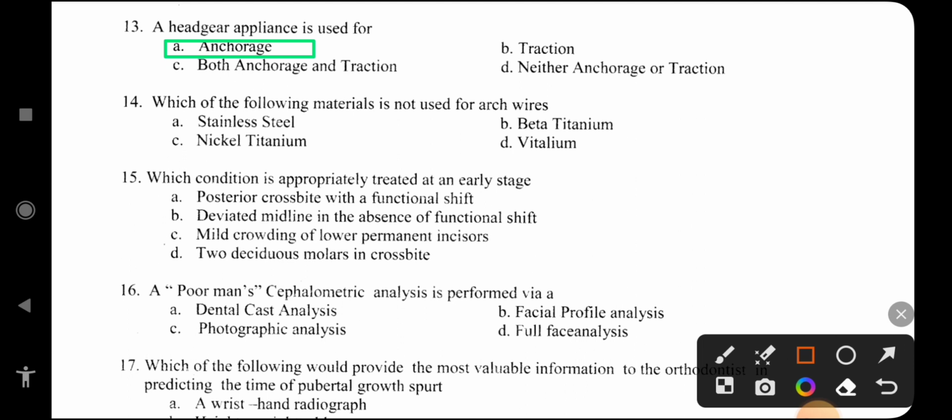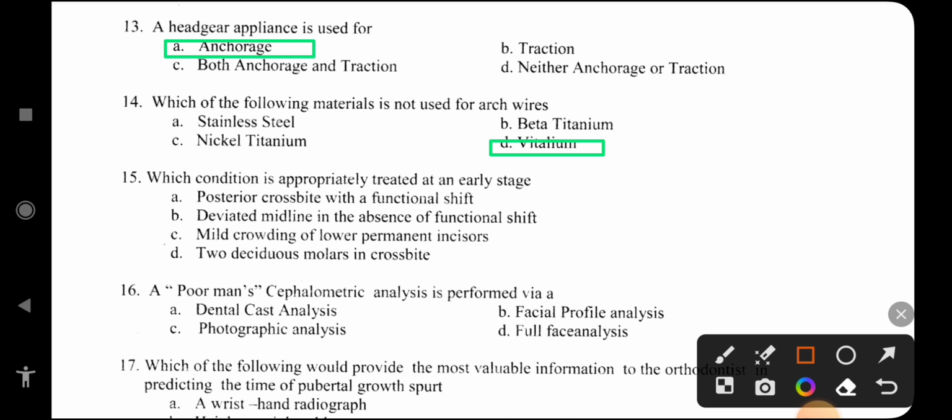Next question is which of the following materials is not used for arch wire? Options are stainless steel, beta titanium, nickel titanium, or vitallium. And the correct answer is vitallium. Okay. Vitallium is not used for arch wire. Which condition is appropriately treated at an early stage?